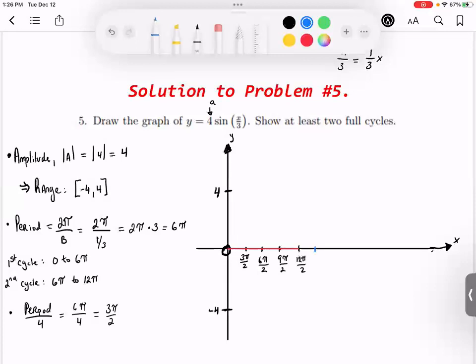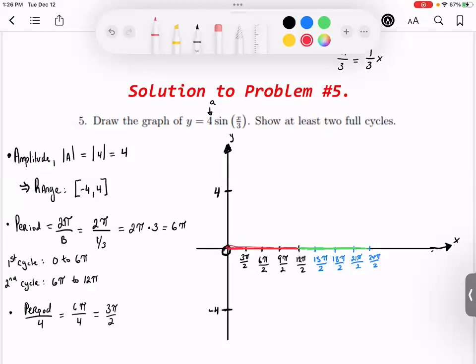So this one would be 15 pi over 2. Then 18 pi over 2, which is 9 pi. Then you have 21 pi over 2. And then lastly, 24 pi over 2 is going to be my 12 pi. So the interval that I highlighted in green is going to be our second cycle. The one in red will be the interval for the first cycle.